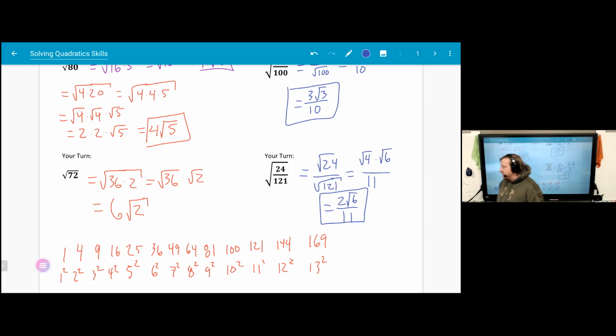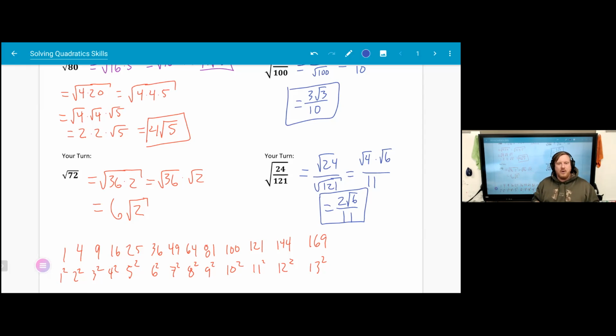Those are our first two little skills that we're going to be working on throughout. What happens if that denominator isn't a perfect square and I still end up with some kind of square root in there? Well, we don't want that. We don't want a square root in the denominator.